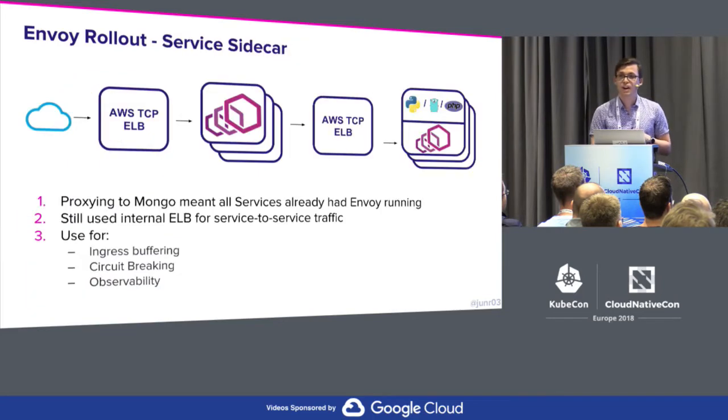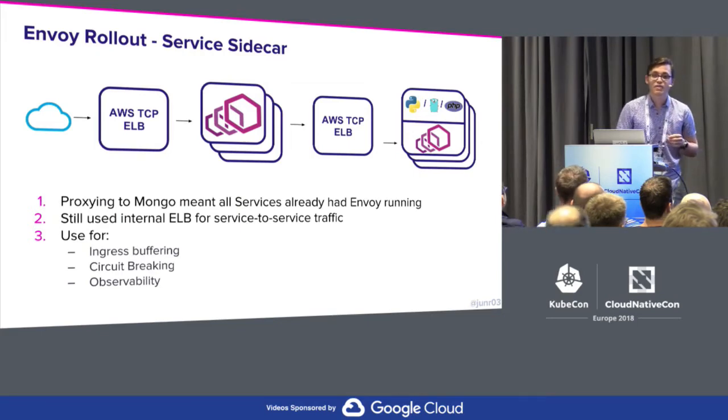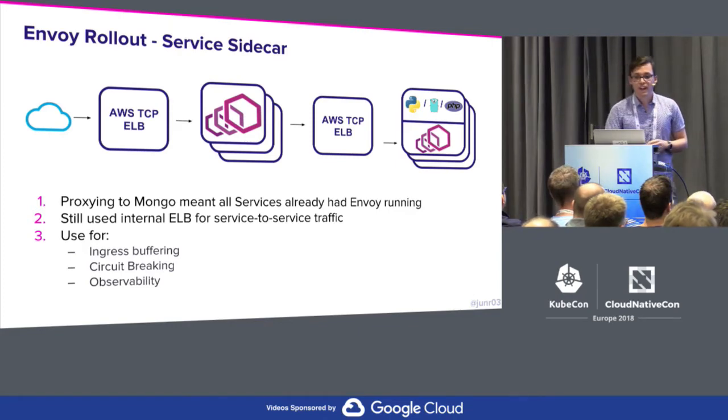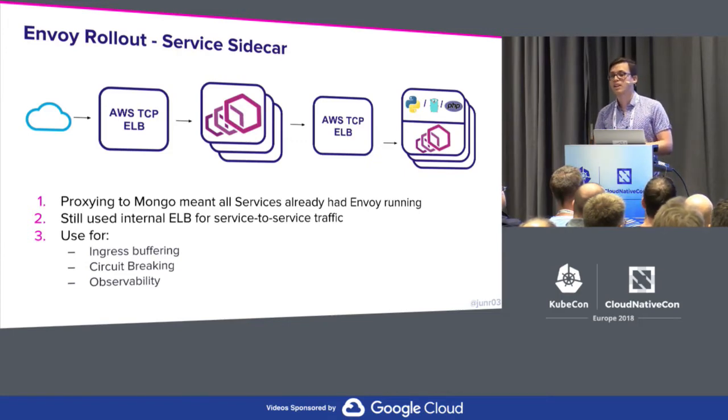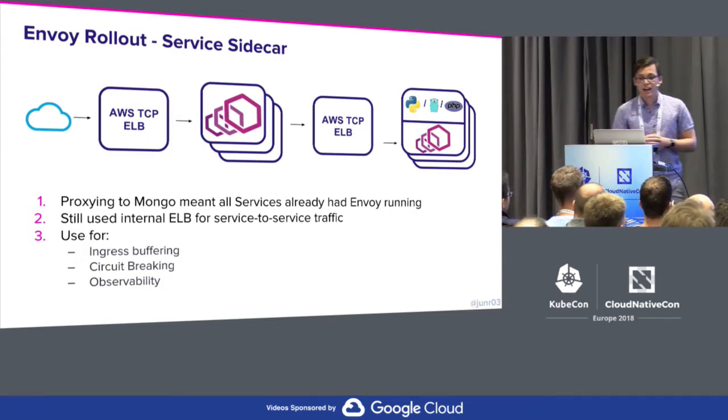After we did our Mongo rollout, we went and did the service sidecar. The benefit of having rolled out Mongo is that Envoy actually ran on every service at Lyft already. So at that point, the price was paid. And then, again, we started providing service owners with a lot of value by doing ingress circuit breaking and doing a lot of observability as well.